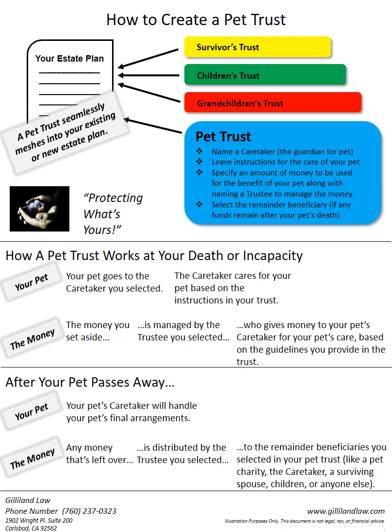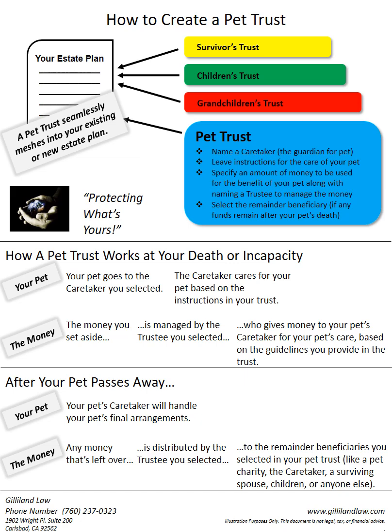So if you look under the blue box there where it says pet trust, the first thing you need to do is name a caretaker, the guardian for the pet. Okay, this could be, again, your surviving spouse. It could be a child. It could be a grandchild. It could also be a third party. It could be anyone that you believe will act in your pet's best interest.